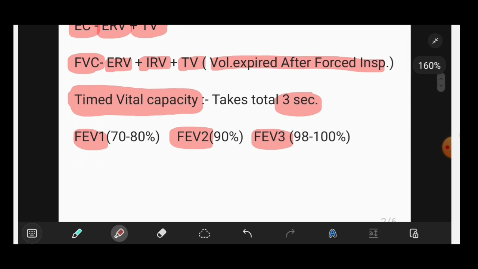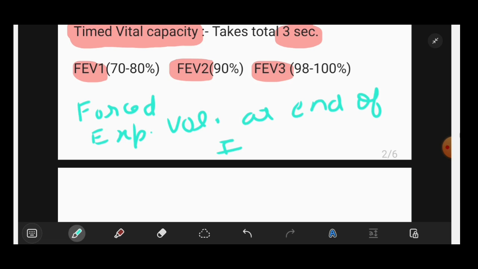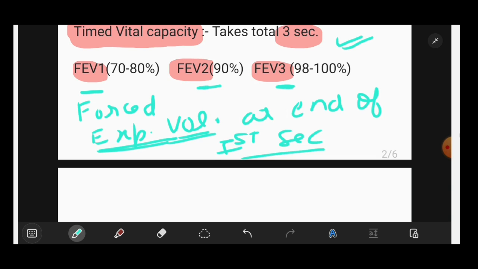FEV1 is the forced expiratory volume at the end of the first second. It takes a total of 3 seconds, and at the end of the first second, the volume which is forcefully expired is the FEV1. At the end of the second second is the FEV2, and the expired volume at the end of the third second is the FEV3. So guys, you have to mug up these values also.